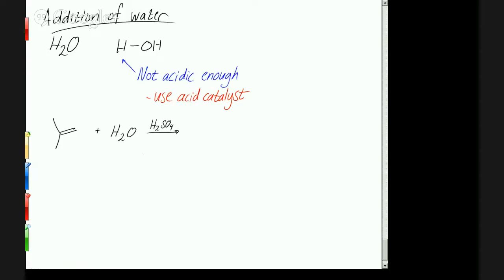We need something like sulfuric acid because we know that HCl or HBr or HI, those add to alkenes on their own. So we don't want to use those as our acid catalyst. H2SO4, sulfuric acid, is a nice acid because the SO4 part is not nucleophilic, so that will not connect back to our alkene. It's just like a pure source of acid.